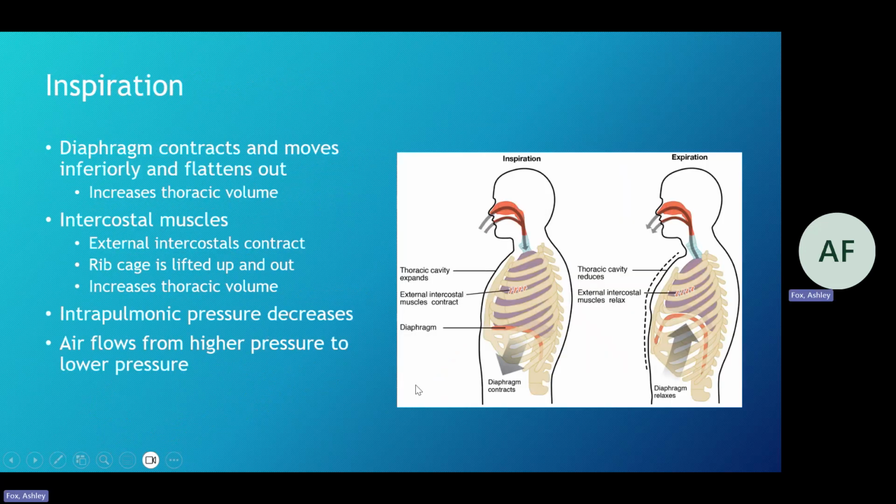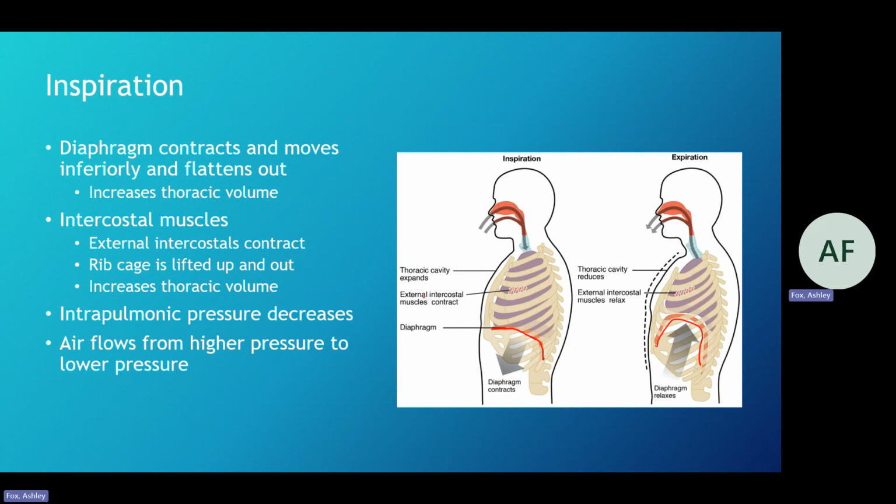So as mentioned, the diaphragm contracts and it moves inferiorly and flattens. Let's look at it better. So the diaphragm, major respiratory muscle. It flattens out. So this is flattened, and this is more domed when it's relaxed.